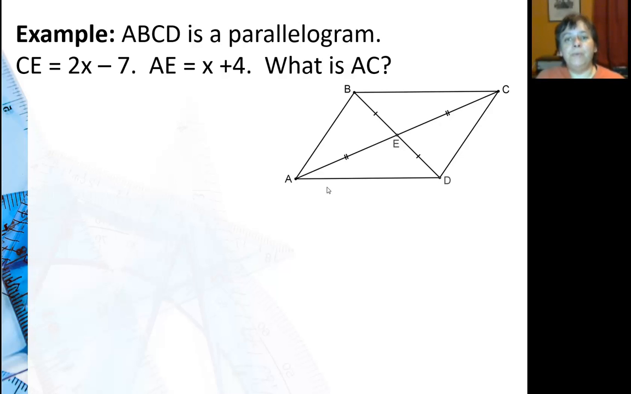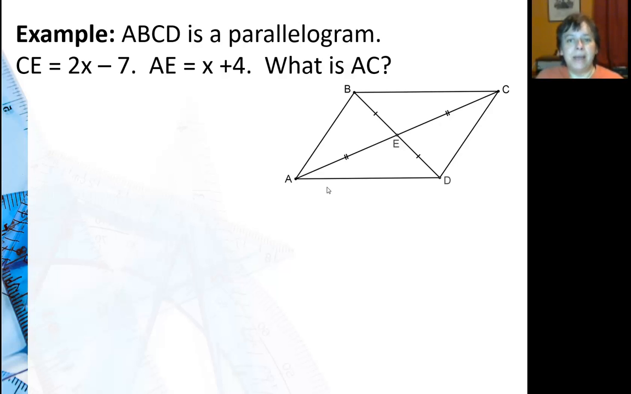Now in this example, we know ABCD is a parallelogram, and I should have thrown in the point E on there for you. There it is. And I'm telling you that CE equals 2x minus 7, and AE equals x plus 4. What is the length of the diagonal?